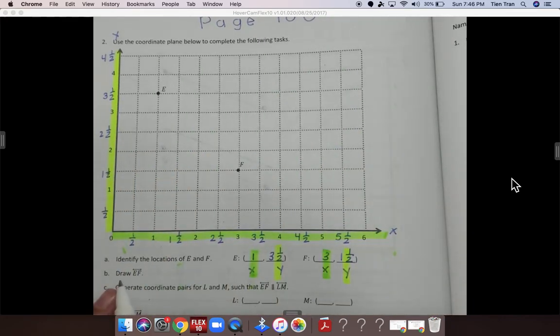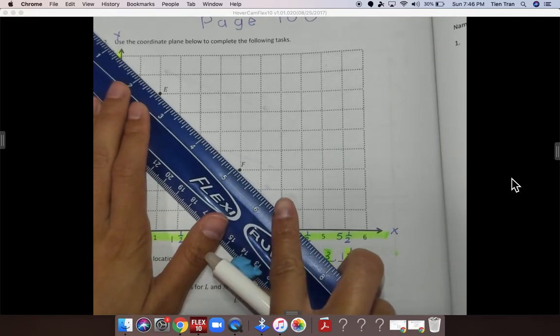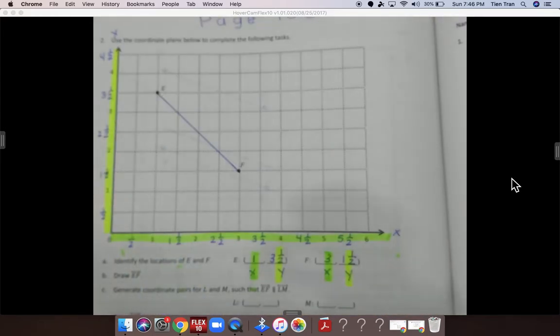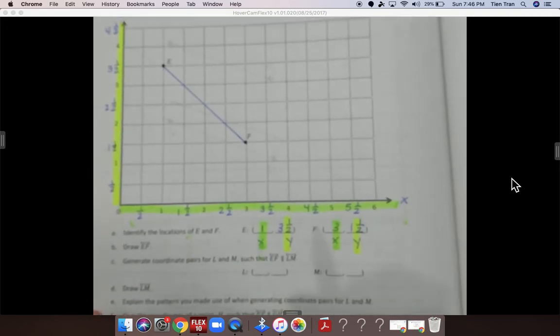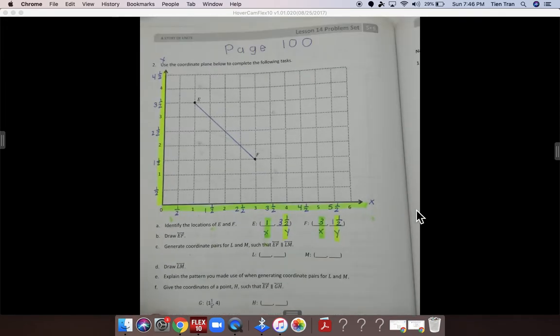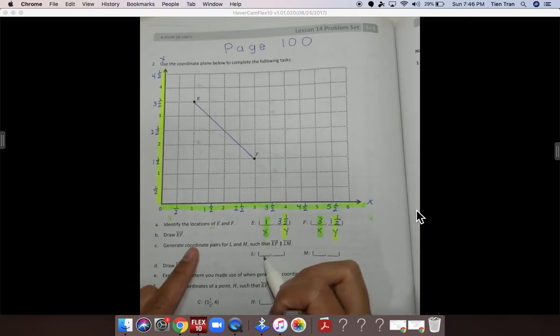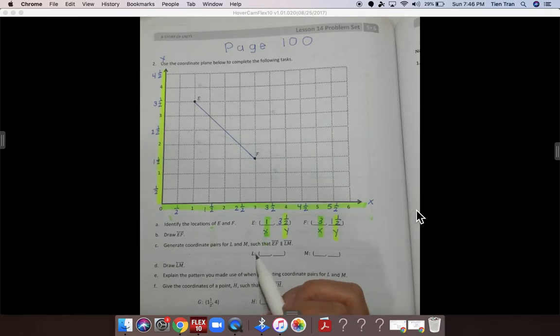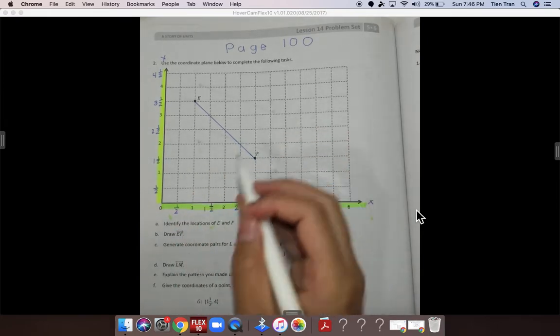Over here, they asked me to draw EF. That means I'm connecting the points E and F. And then it says, generate the coordinate pairs for L and M such that line EF is parallel to line LM. Oh, it got kind of blurry there. So now I'm going to create a coordinate pair for L and M so that these lines are parallel.